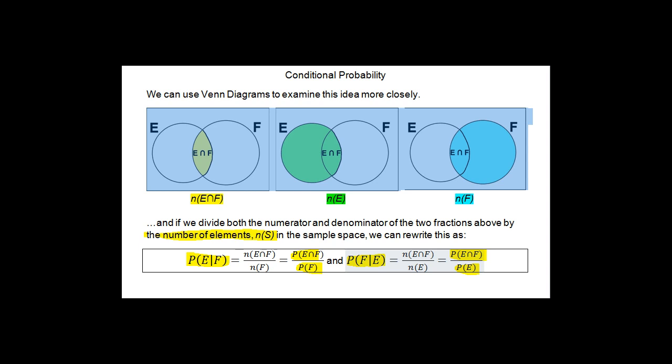So there are two ways of looking at it. You can look at the conditional probability in terms of the counting, which is what we did earlier, or you can look at it in terms of probability over probability. Same thing in both cases. They're just two different ways of looking at it. They're equivalent.